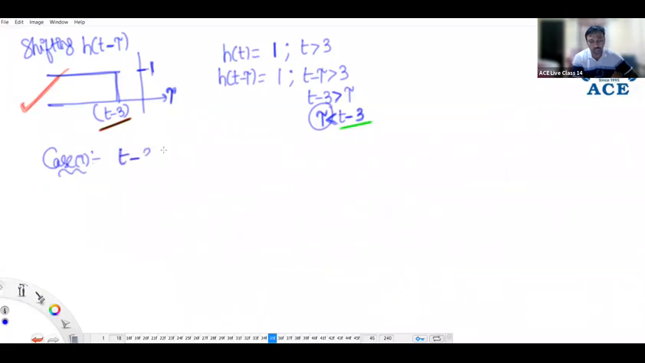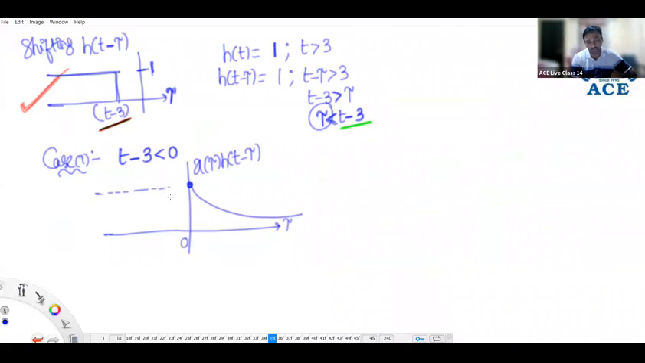In the first case, suppose we assume t minus 3 less than 0. Assume in the first case, the shifted signal has not entered the other signal. x of tau remains the same. The shifted signal covers from minus infinity to t minus 3. So t minus 3 less than 0. Do we have any overlap? No. Output is 0 for t less than 3.